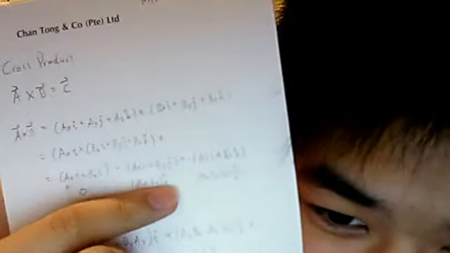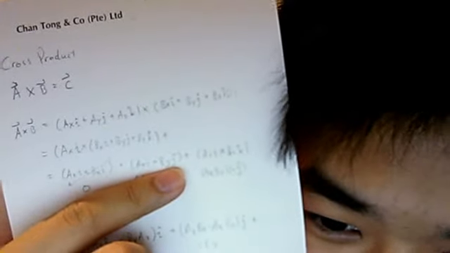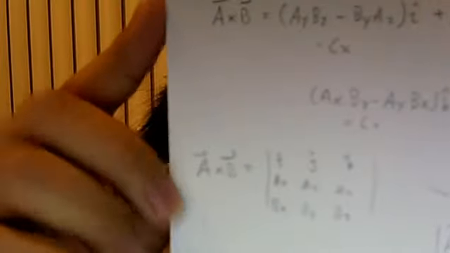You don't have to write this down, by the way. I can't even read that. AZ J hat cross BZ K hat is equal to AX BZ minus J hat. All right, so that's very complicated, but you can write this down, which is AYBZ minus BYAZ I hat, aka CX, plus blah blah blah blah blah. There is a mnemonic device that you can use though.